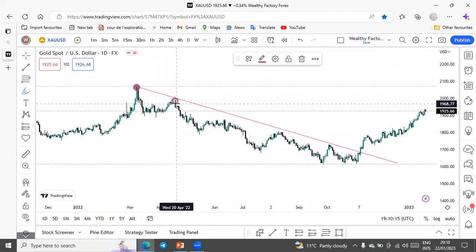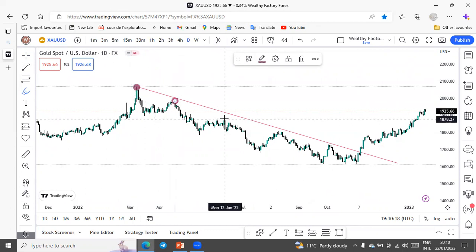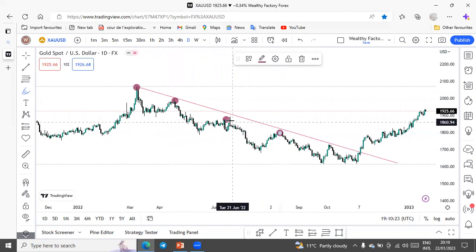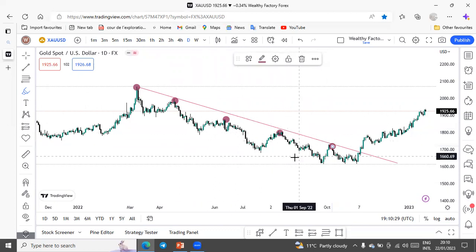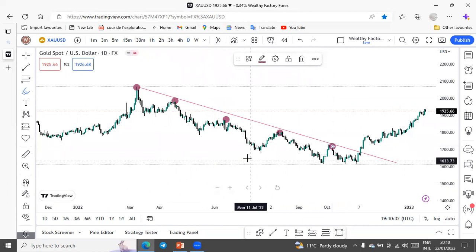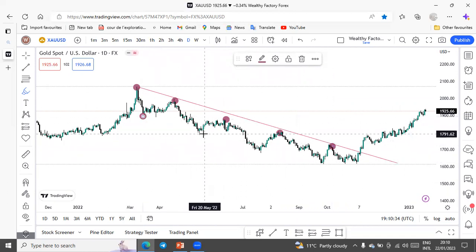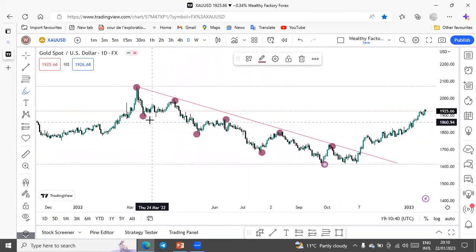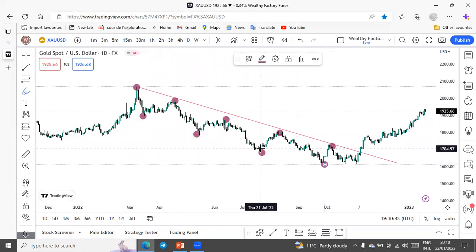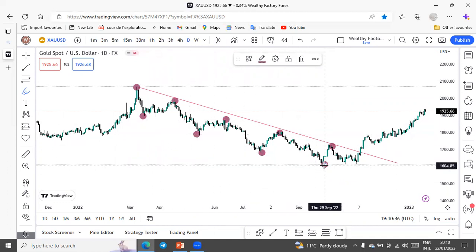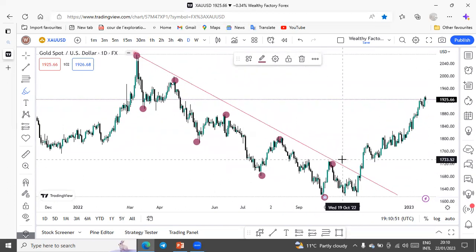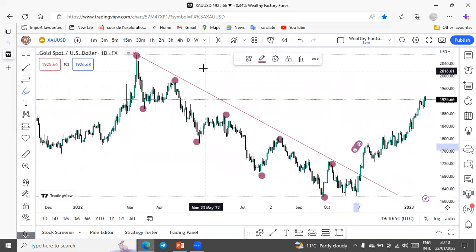If we look at the next high here, it is lower than the previous one. Then we have this high here, lower than the previous one, and this high here, lower than the previous one. Then we know that this market is in a downtrend. We also have this low, and this low, and this low here. This low is lower than this one here, then this low is lower than the previous one, and this low is lower than the previous one. Then we can easily conclude that the market was in a downtrend.